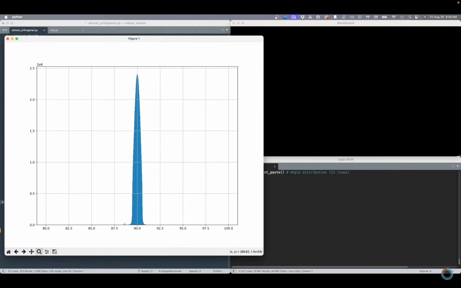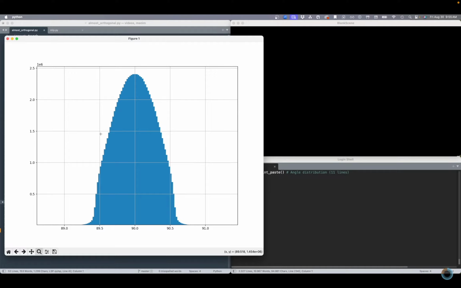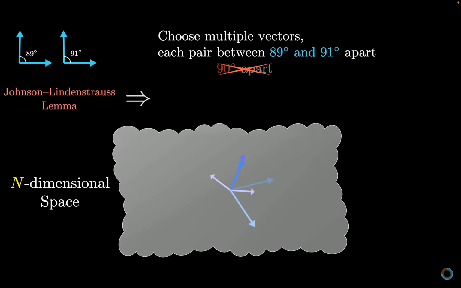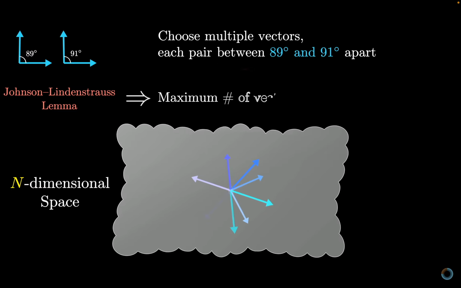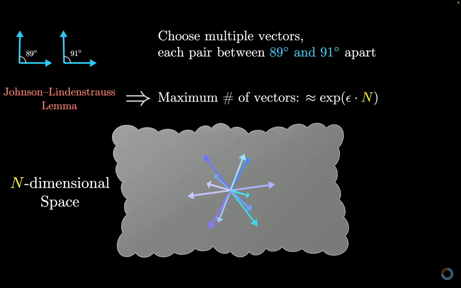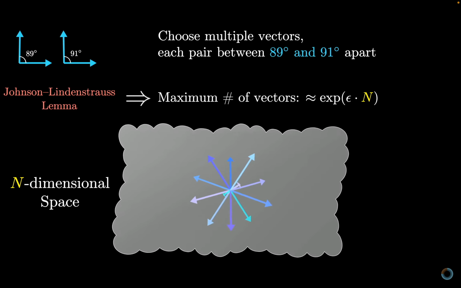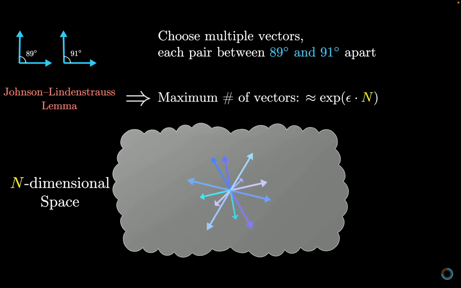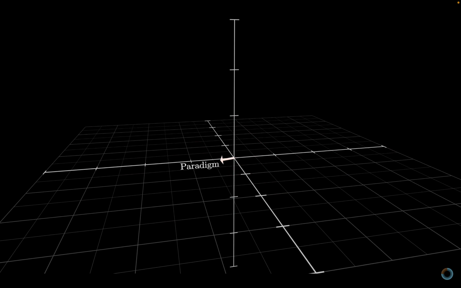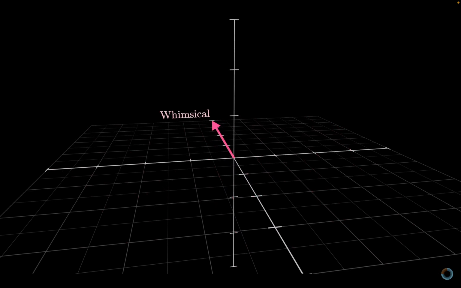We have to actually zoom in on it here, because all of the possible angles between pairs of vectors sit inside this narrow range between 89 and 91 degrees. In general, a consequence of something known as the Johnson-Lindenstrauss lemma is that the number of vectors you can cram into a space that are nearly perpendicular like this grows exponentially with the number of dimensions. This is very significant for large language models, which might benefit from associating independent ideas with nearly perpendicular directions.